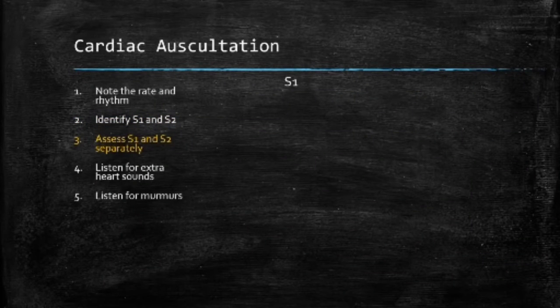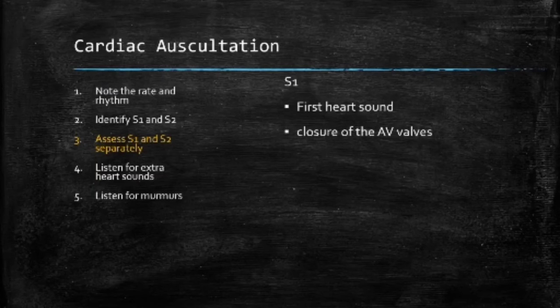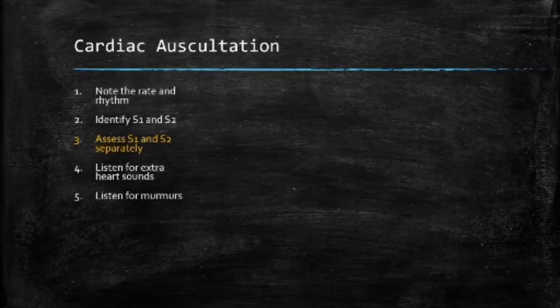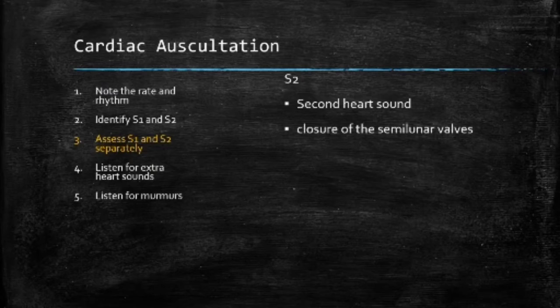Assess S1 and S2 separately. S1 is the first heart sound and is caused by closure of the AV valves, and it signals the beginning of systole and is loudest at the apex. S2, which is your second heart sound, is associated with closure of the semilunar valves and is loudest at the base.